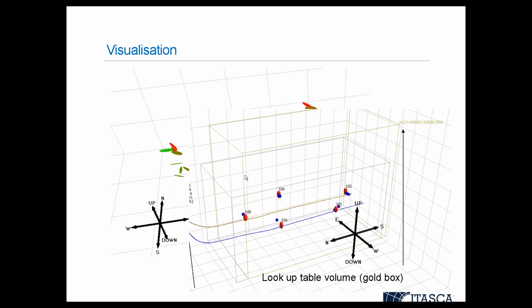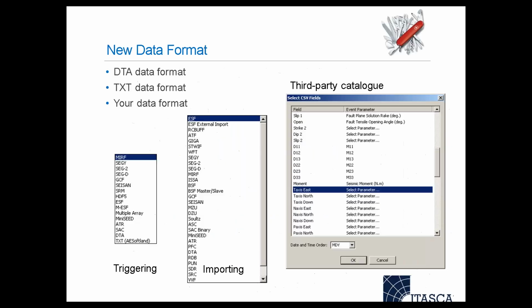But if you're using a file velocity, then the black box is where you are searching. So, some convenience features for users to use different functions. The new data format: as I mentioned, the DTA and TXT are for lab acoustic emission data format.